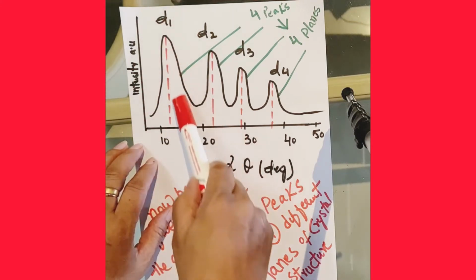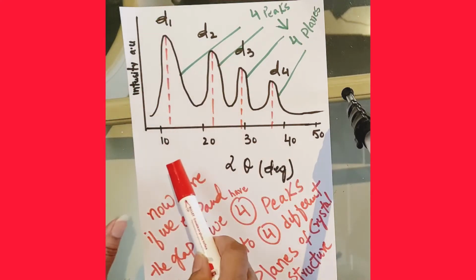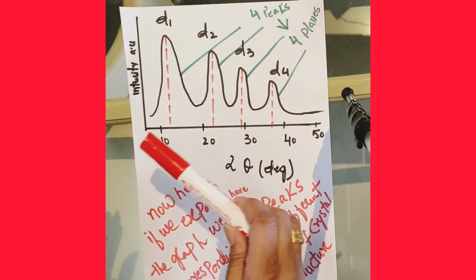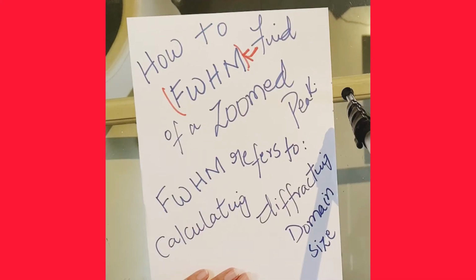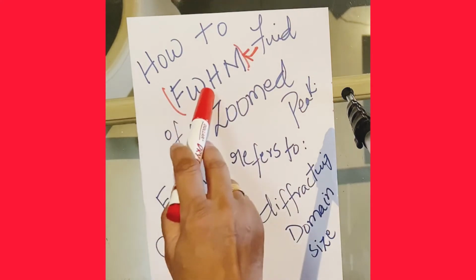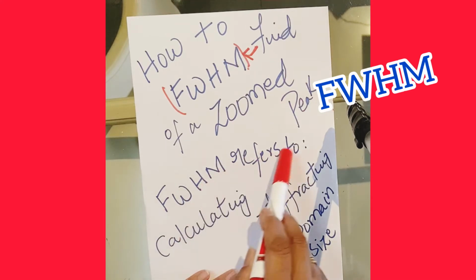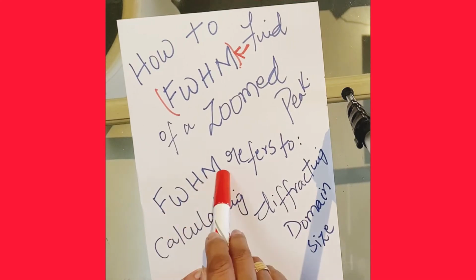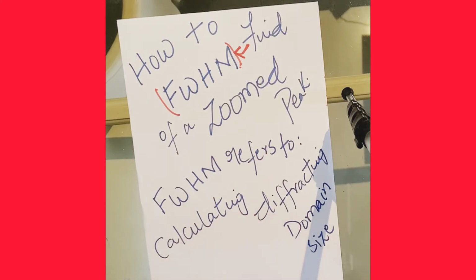So it simply corresponds to 4 different planes of the crystal structure, and you can now find out the peak width of any one selected peak. I will tell you how you are going to bisect it from the middle, and then cut it down, and how you are going to go along. Here in this slide I've written how to find full width half maximum of a zoomed peak. FWHM refers to simply calculating the diffracting domain size. Now, what is FWHM? That is full width half maximum. It refers to how you are going to calculate the diffracting domain size.